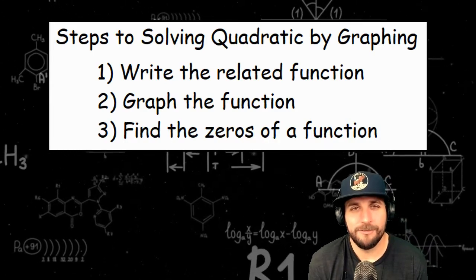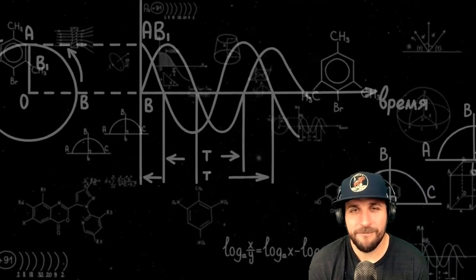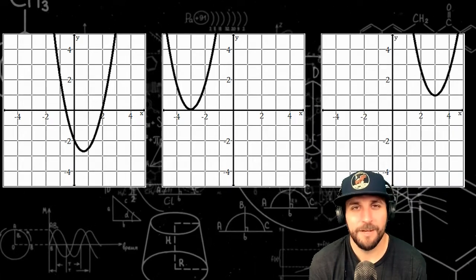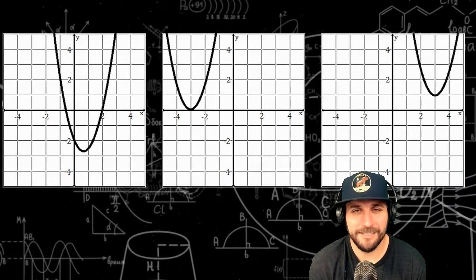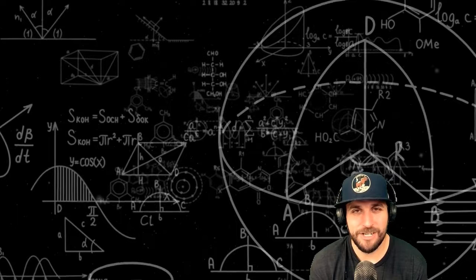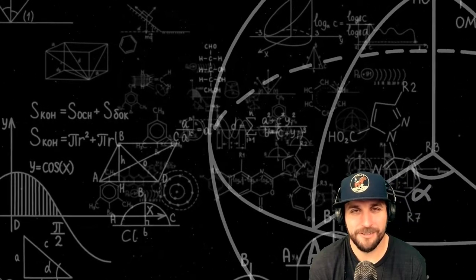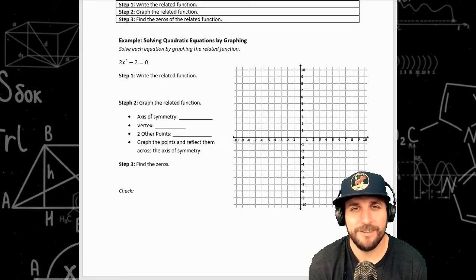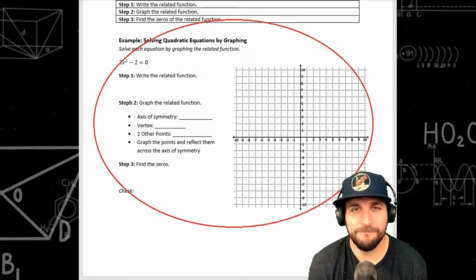If we recall, when we're finding zeros, we can either have 2 zeros, 1 zero, or no zeros, depending on how many times it crosses the x-axis. So for our answer, we should either get 2 answers, 1 answer, or no answers. At the bottom of our notes, let's try our first example.